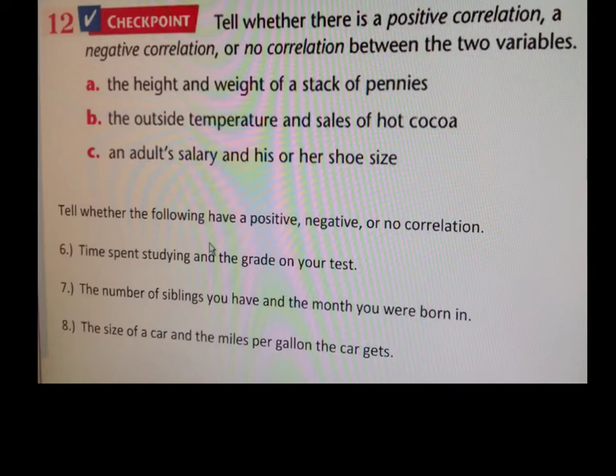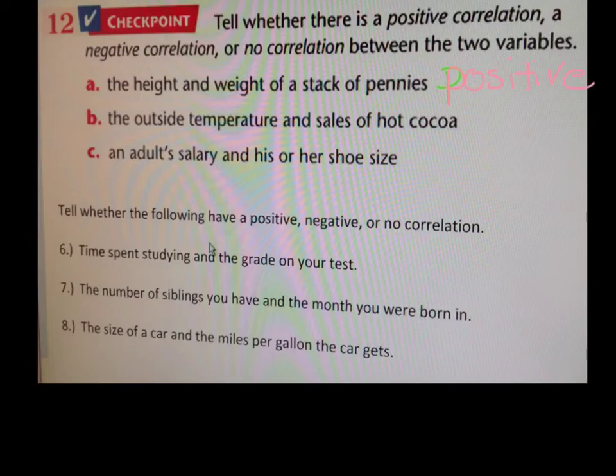So it says, tell whether you think there would be a positive correlation, negative, or no correlation between these things. So here's our first one. It says the height and weight of a stack of pennies. Well, you kind of need to think of it. As the height of the pennies goes up, what's going to happen to the weight? It's going to go up too. So if they're both going up, it's a positive correlation.